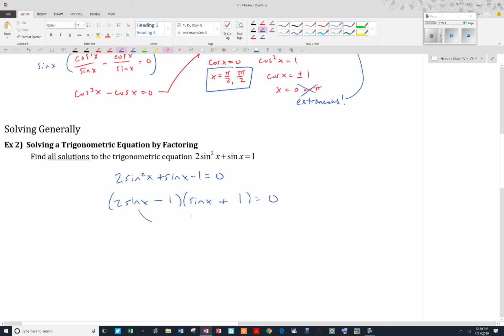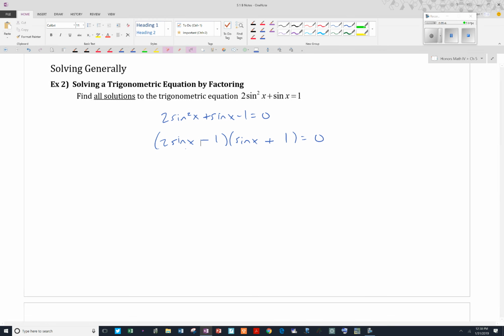I'm just going to do a real quick check here. That'd be 2 sine squared. Then we have positive 2 sine minus sine. That would give me the plus sign in the middle. And then the negative 1 times 1 gives me that negative 1. So this is the correct factorization.